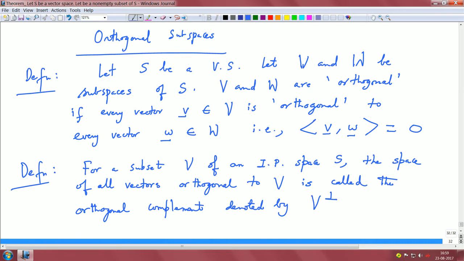Take a subset and let that be the space of vectors, and the space of all vectors which are orthogonal to this V is basically called the orthogonal complement, given by V perp. Okay. So these are basically the definitions, and with this we should be ready to construct such spaces.